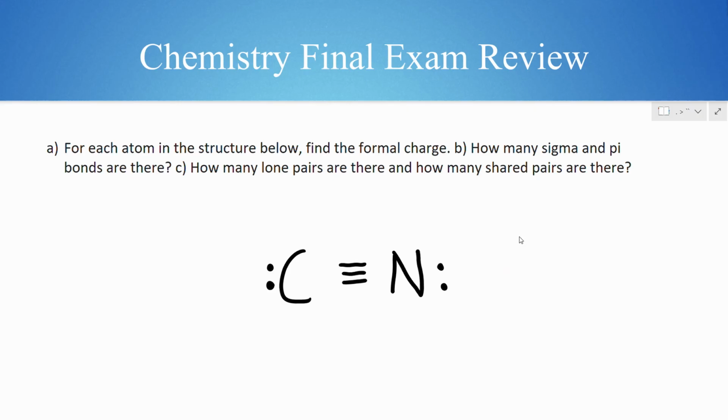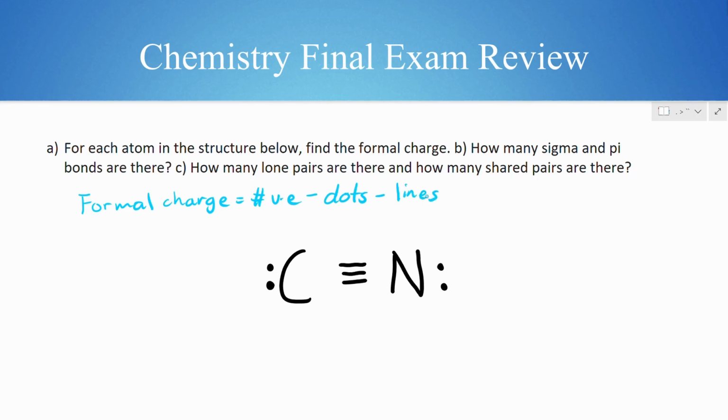For each atom in the structure below, find the formal charge. Next we have part B that says how many sigma and pi bonds are there, and C, how many lone pairs are there, and how many shared pairs are there. As mentioned in the last video, formal charge, I like to use the shortcut of saying it is equal to the number of valence electrons minus the number of dots minus the number of lines.